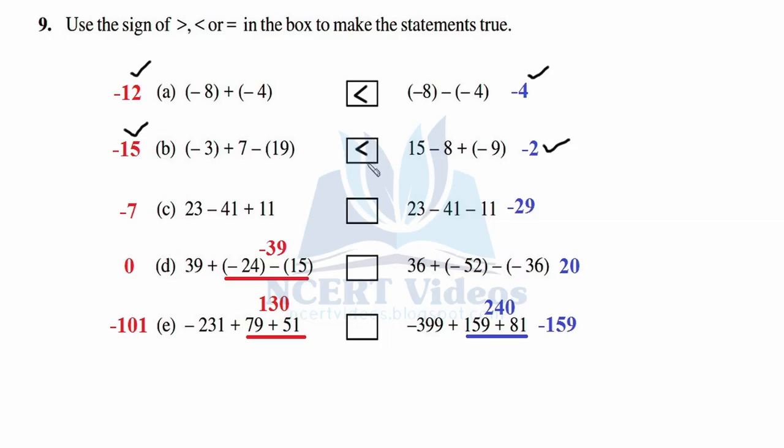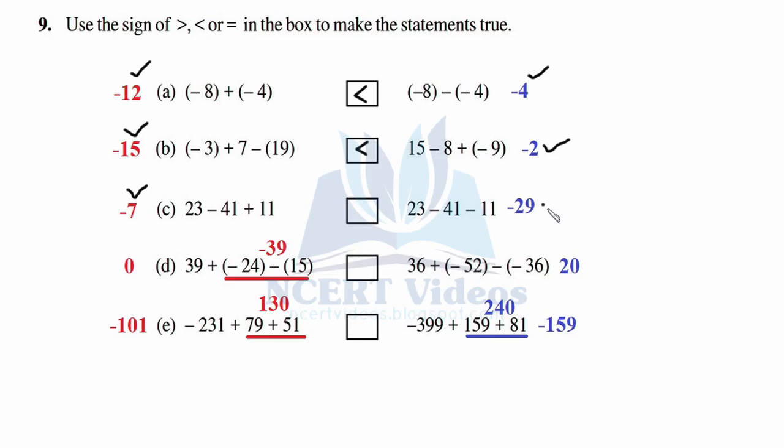Now C part, that is easy. First add plus plus. 23 plus 11 is how much? 34, and 34 minus 41. Here minus will come because the sign is greater for minus. Minus 7 is the answer. Now here add 41 plus 11. How much? 52, minus 52. Sign will come of negative and they will be subtracted. So minus 29.